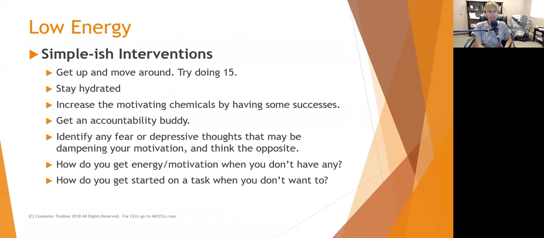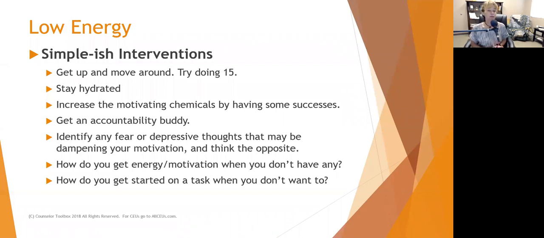But there have been very few times where I've started something and then thought, okay, this is awful, and decided to quit. Probably a handful in my life. Most of the time, get up. It's not so bad once you get started. And part of that is just getting the blood flowing and the oxygen moving. Stay hydrated. Increase motivating chemicals by having some successes. Make sure that life is motivating. So do things that either provide you success in some way or make you happy. And that will help you get more energy.